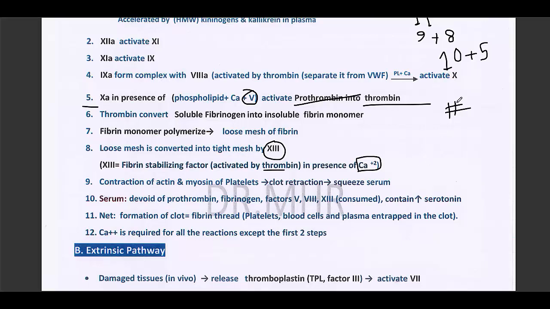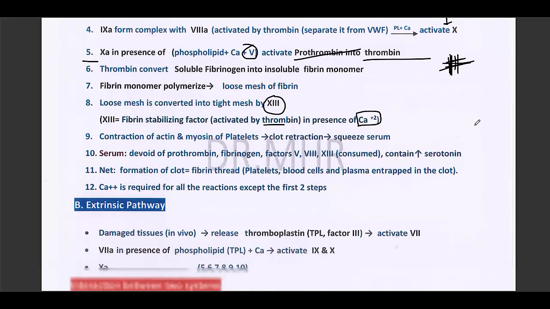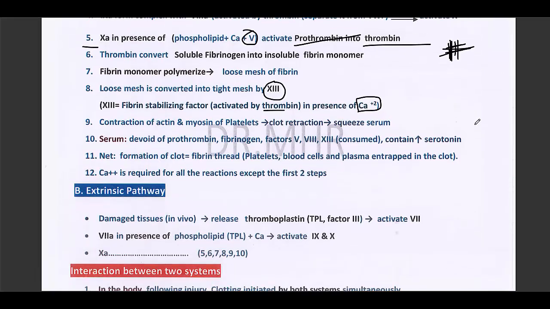Okay, the network became tight, to close the injured site. By contraction of actin and myosin of platelets, clot retraction occurs and squeezes out the serum. Serum is devoid of prothrombin and fibrinogen, factors 5, 8, 13 are consumed, and it contains a large number of serotonin. Okay, the net is the formation of a clot, as we said before.